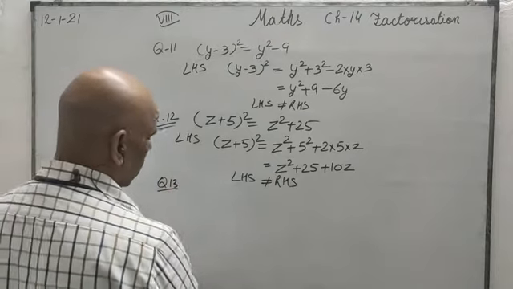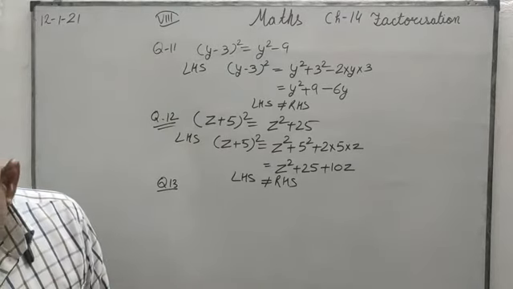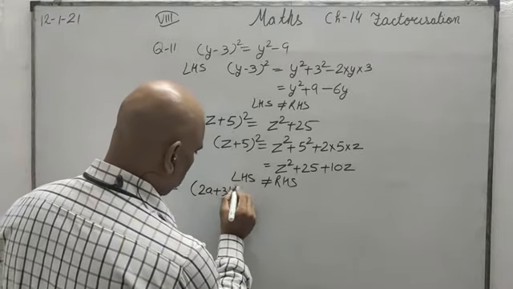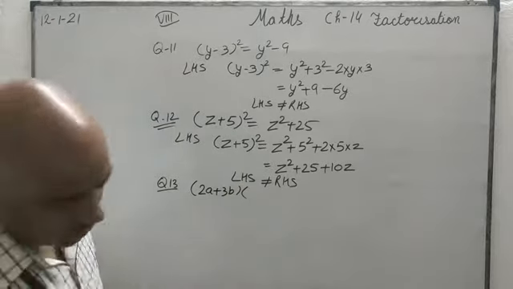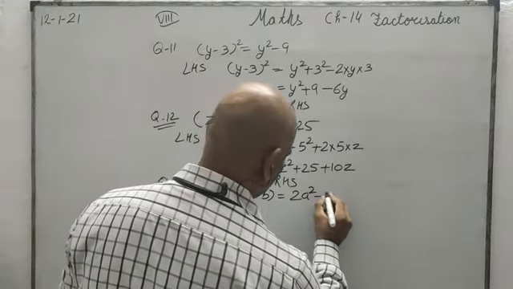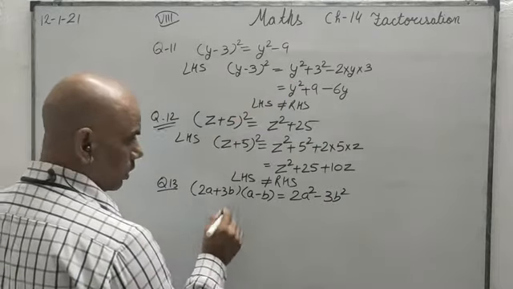Question number 13 is there. Question number 13 is 2a plus 3b multiplied by a minus b is giving us 2a square minus 3b square. Is it right? No, it is not. You will have to multiply it. There is no other option.